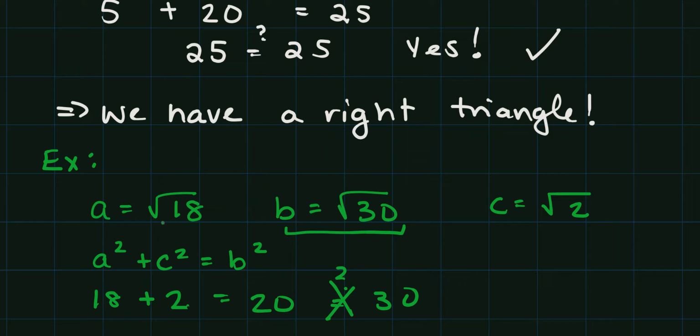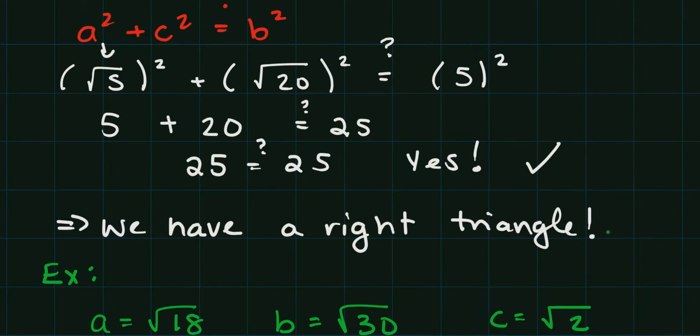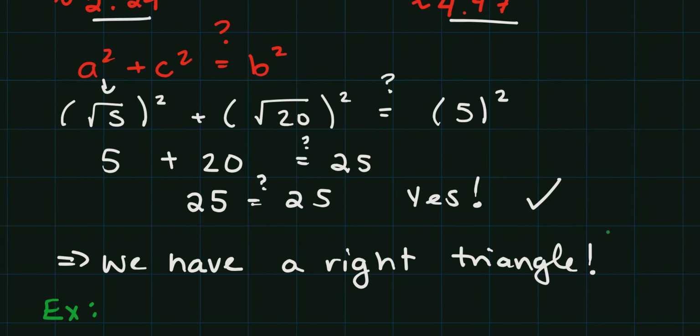So if you had some points that gave you that the distance between these 3 points were given by these 3 measurements, then you say, no, we don't have a right triangle. But in our case, the problem we just had, we do have a right triangle.